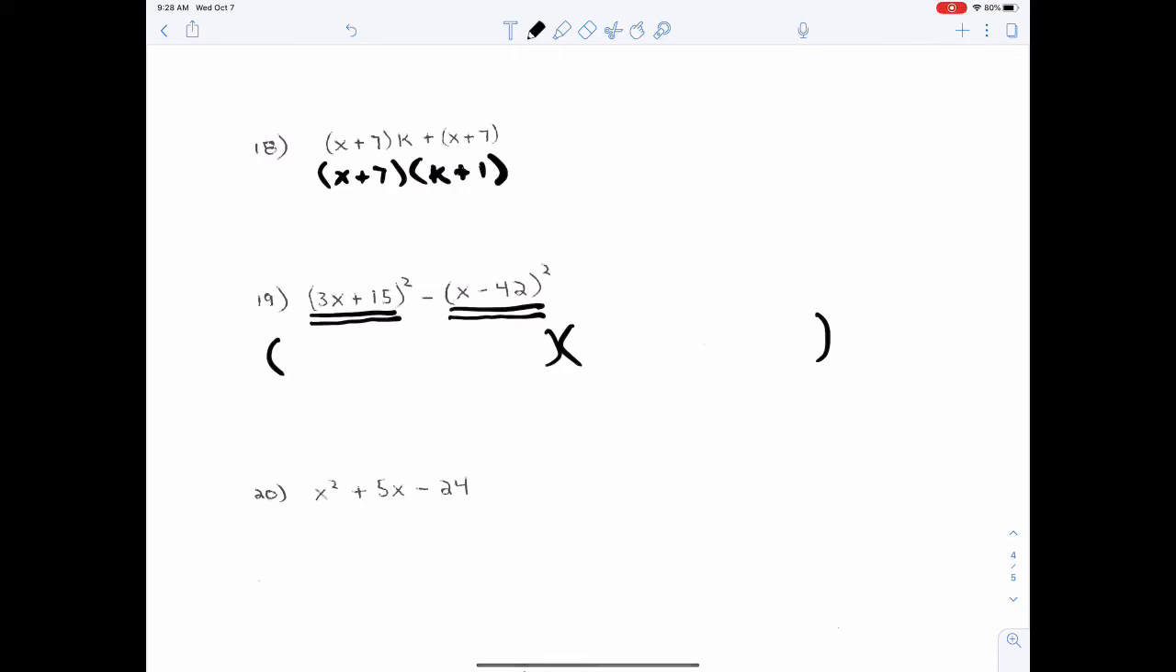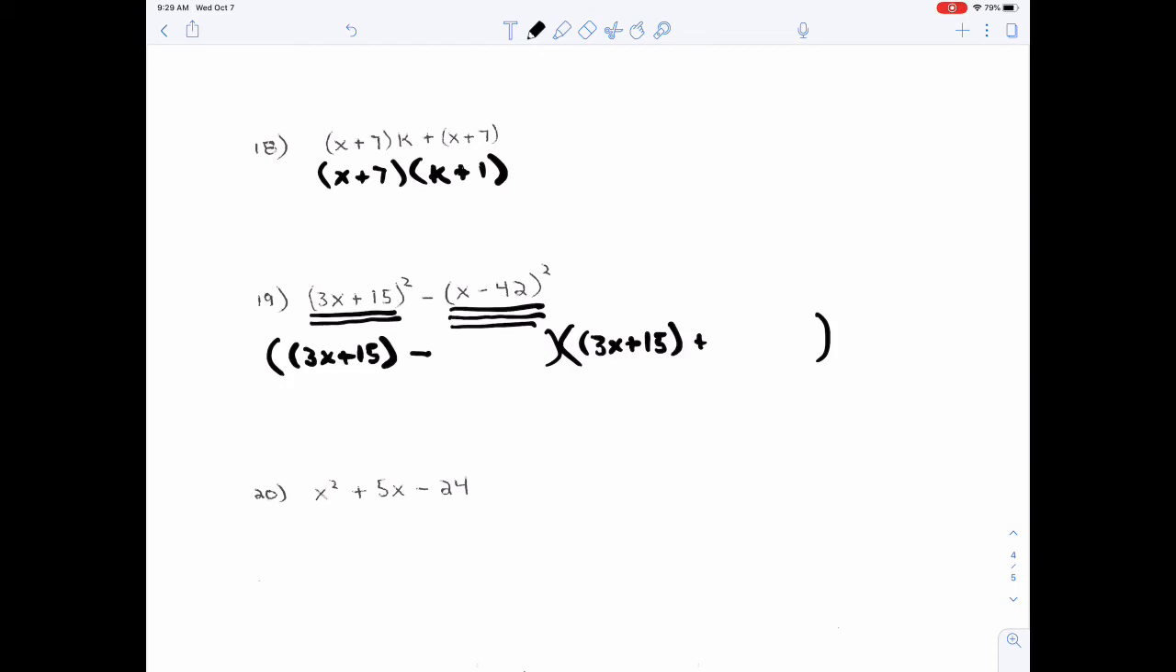Well, what times what gives you the 3x plus 15 squared? Well, I hope it's pretty obvious. It's 3x plus 15 times 3x plus 15. It's something times itself. This is a difference of 2 squares. And now, what will give you a negative? One of them negative and one of them positive. And by the way, that negative is not a middle term. It's actually the beginning of the last term, okay? So I'm not saying that negative is the middle term. It's not. It's the beginning of the last term.